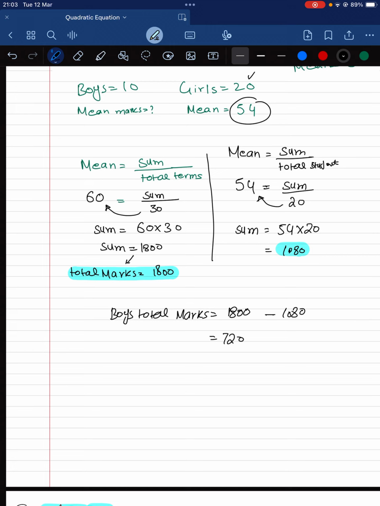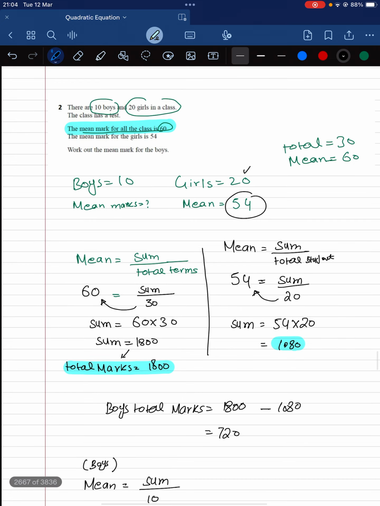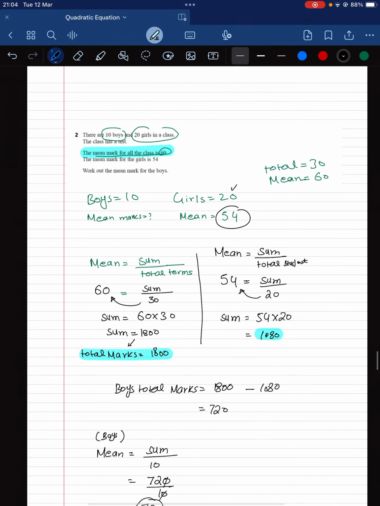Now we can find out their mean. Mean is equal to sum over total number of boys. Now we are calculating the mean for boys, the total number of boys is 10 and their sum is 720, so 720 over 10. 720 over 10 will give us 72. So it means that the mean marks for the boys is 72. So this is how we solve this question.